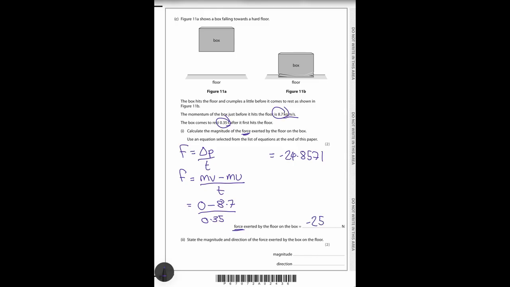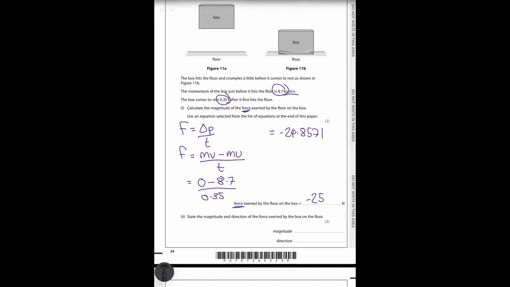Now for this question, it doesn't really matter if you put the minus or not, because I'm choosing the direction. Because it says the momentum here is 8.7, I can choose that downwards is going to be positive or downwards is going to be negative. So if you don't put the minus in this question, it doesn't really matter as long as you've got all the other work in. Now for the next part of the question, the magnitude and direction of the force exerted by the box on the floor. So I've got to, again, identify what is the information the examiner is trying to tell me here, and therefore what am I going to say to get the marks?